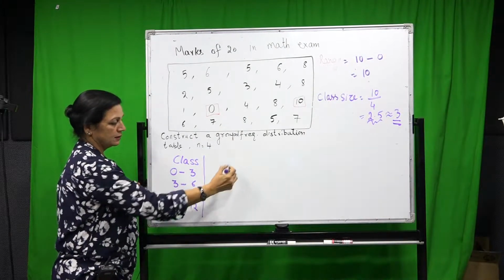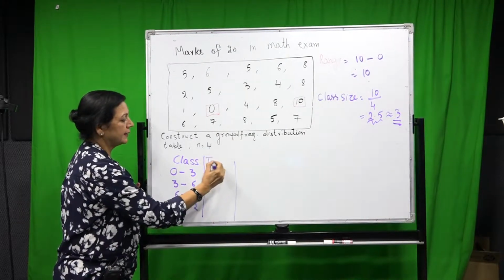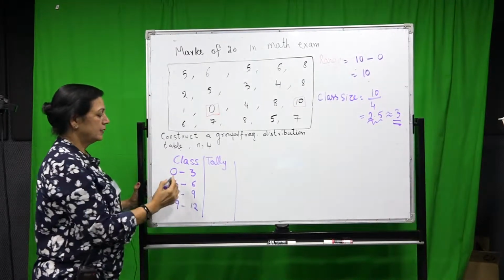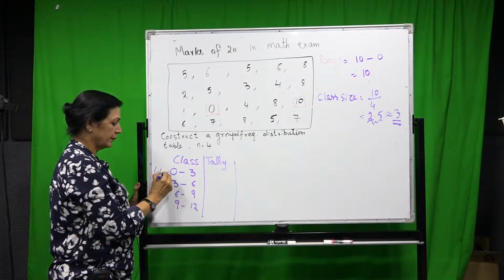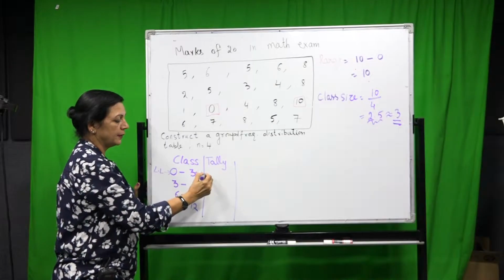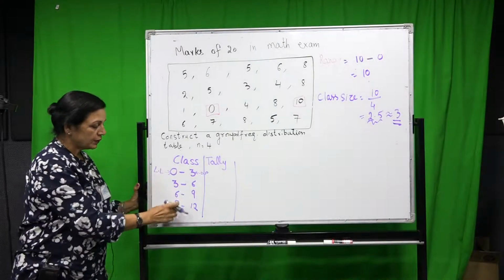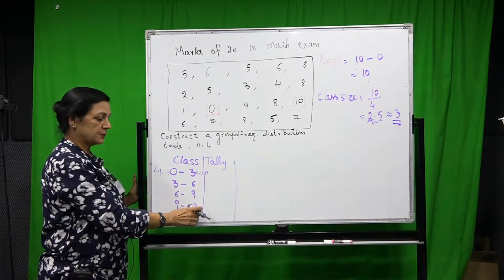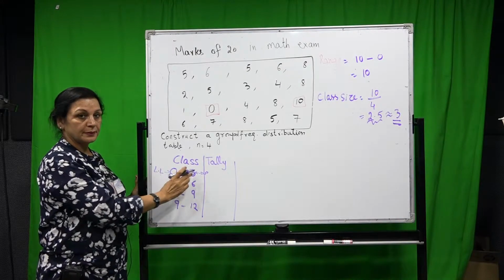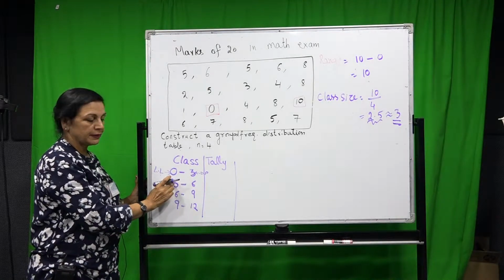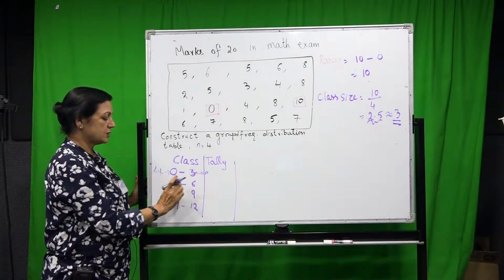Now, let us see. First we will take tally. 0 to 3 in this class, this is called the lower limit and this part is called the upper limit. So, all these are lower limits of the classes, these are upper limits of the classes. 3 will be included in the next interval. Remember this, because it is continuous, there is no gap here. So, 3 will be taken in the next interval.